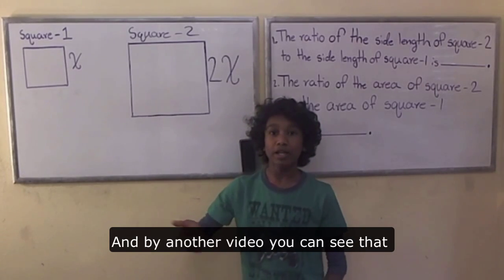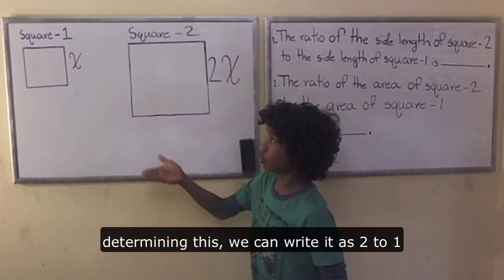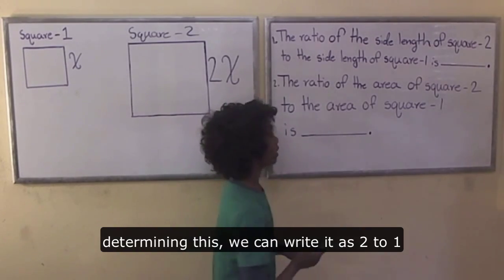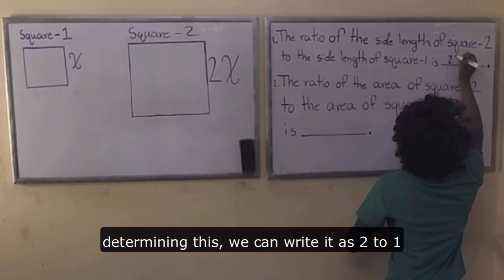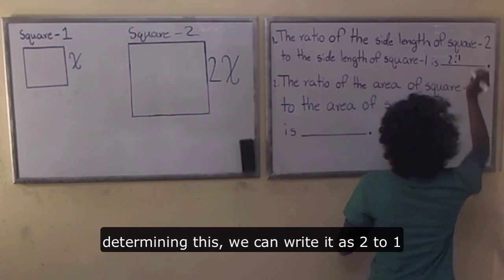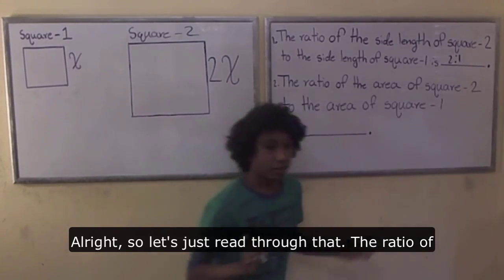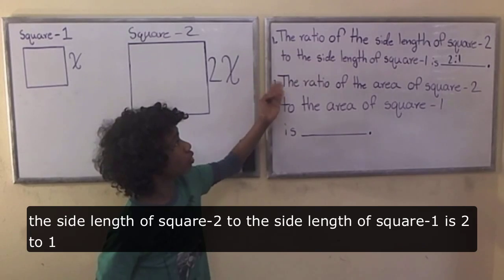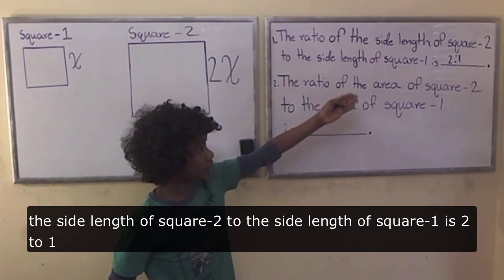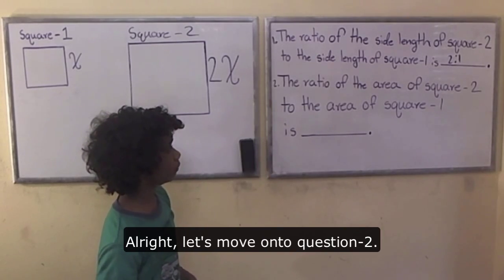Alright, and by another video, you can see that determining this, we can write it as 2 to 1. So, I didn't draw it long enough. Alright, so let's just read through that. The ratio of the side length of square 2 to the side length of square 1 is 2 to 1. Alright, let's move on to question 2.